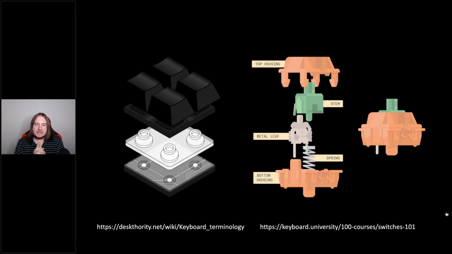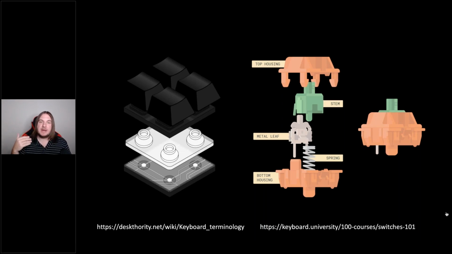And then in the middle, that green piece is called the stem. Now the stem is probably the most well-known part of a mechanical keyboard. If you've ever heard someone say, "Oh, I have MX Cherry Blues on my machine," what they're talking about is that stem size, or that stem that they're using.